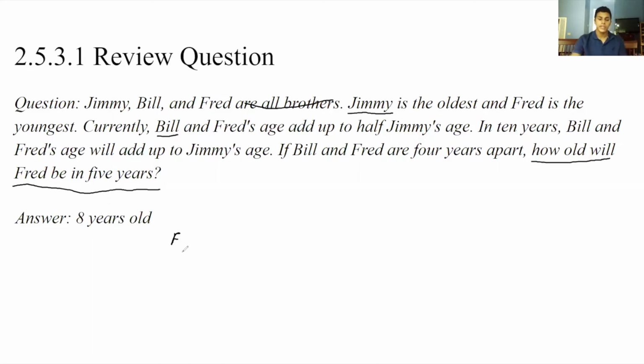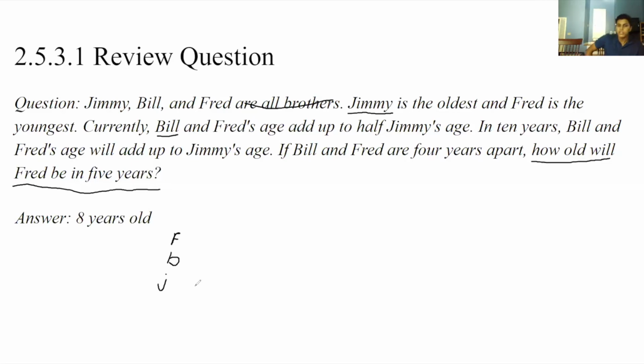So therefore, we need to create a variable for both Jimmy and Bill's age as well. If we create a variable for Jimmy and Bill's age, I'm going to call B the variable for Bill and J the variable for Jimmy. So now I have a variable for Fred's age, Bill's age, and Jimmy's age. And they're pretty easy to remember because it's F, B, and J.